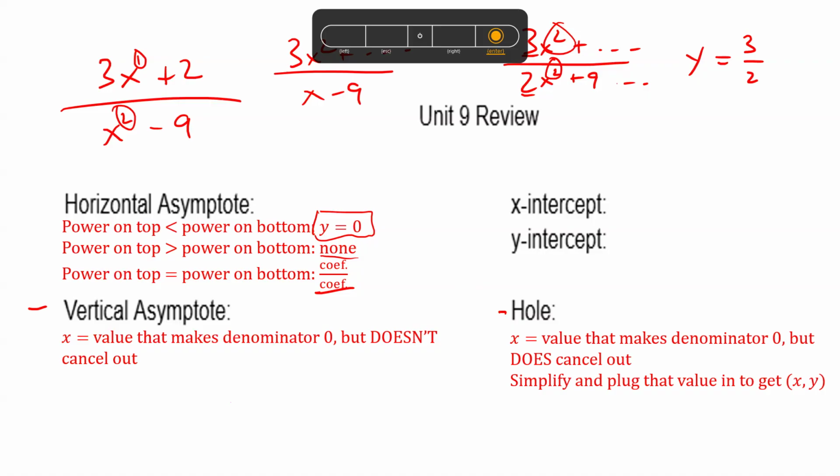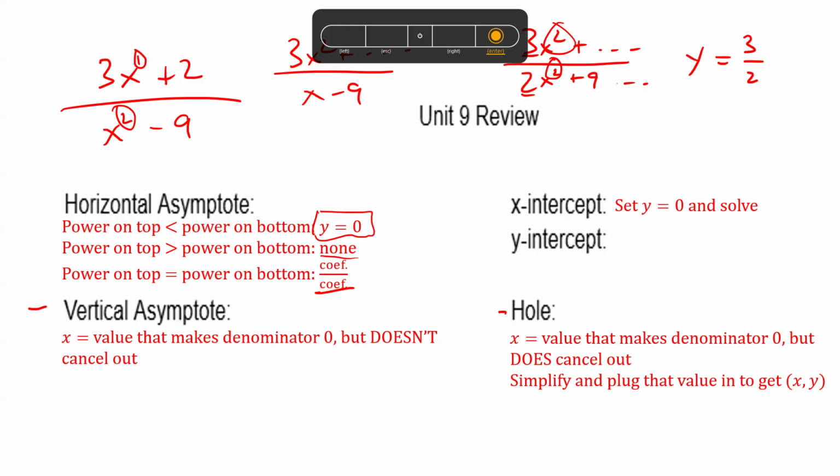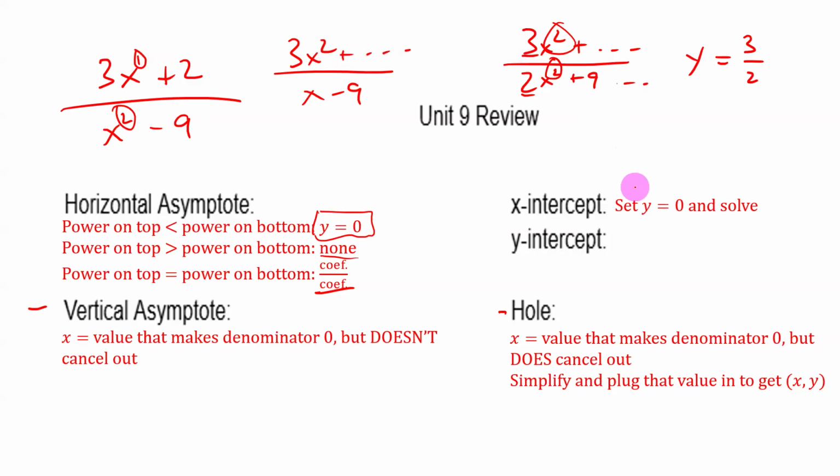A hole is the same thing. It's the value that makes the denominator 0, but does cancel out. Once you simplify and cancel it out, plug in that value to get x comma y. We'll see that too. The x-intercept is when y is 0. Simplify first. Cancel everything out.